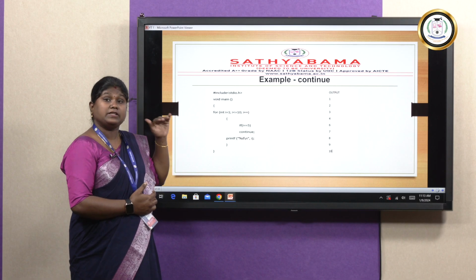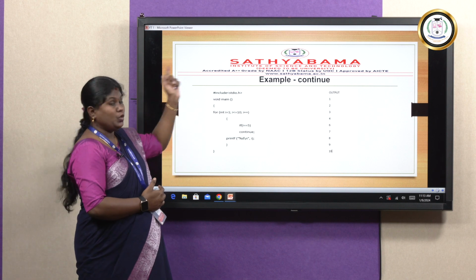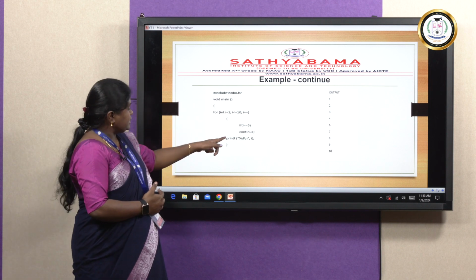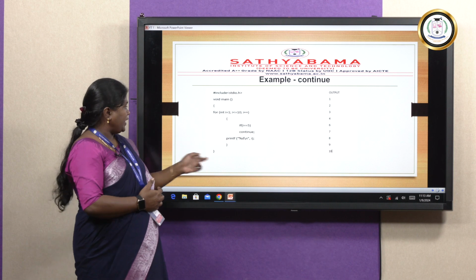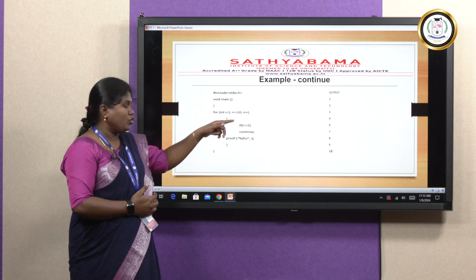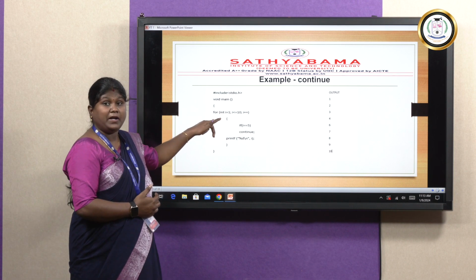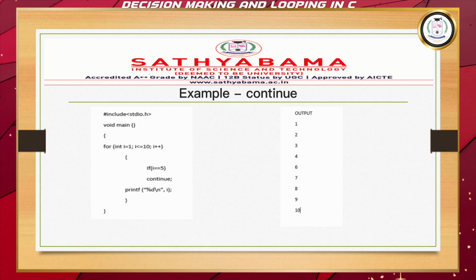When the continue statement is executed, the control will move to the beginning of the loop. Again, this printf statement will get skipped. So again the control will go to the beginning of the loop. The incremented value of i is 6 now and it will be checked against the condition, and again the same flow will follow.